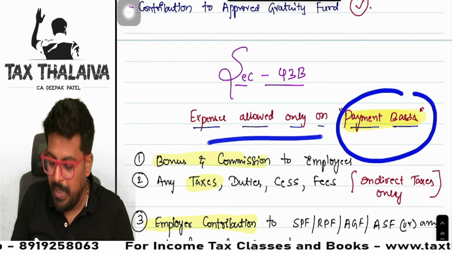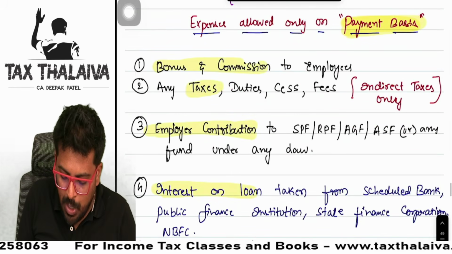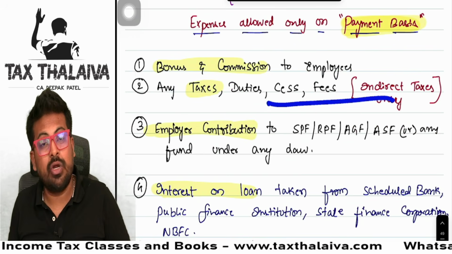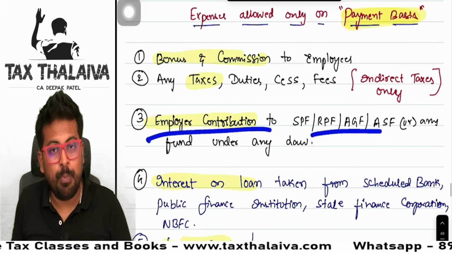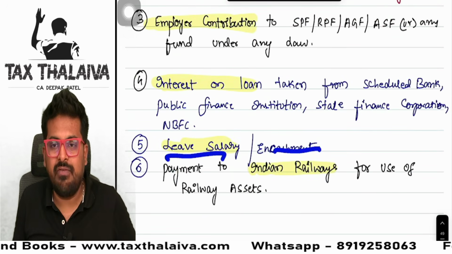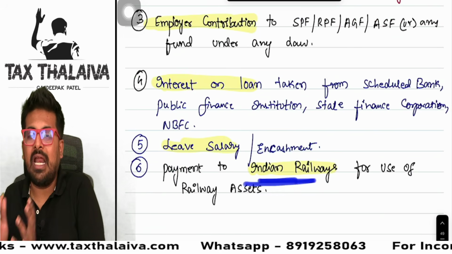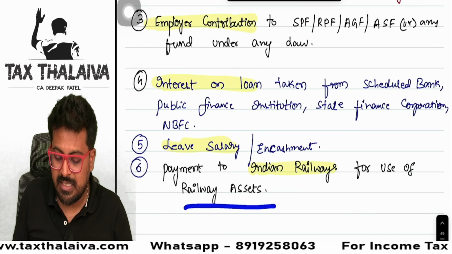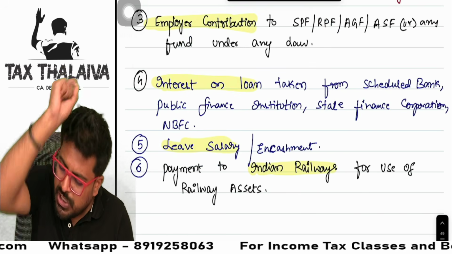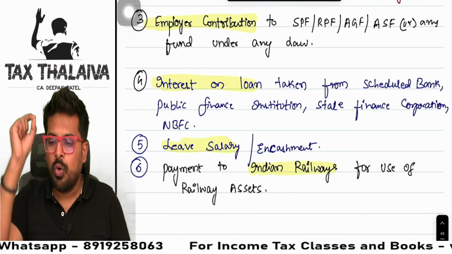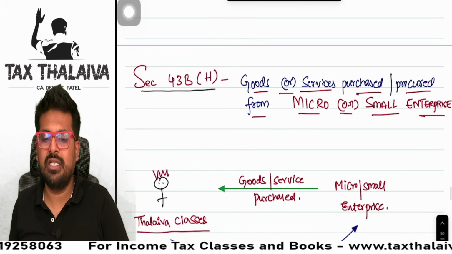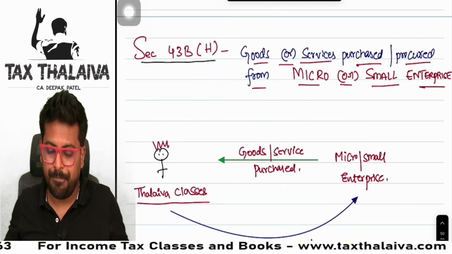Expenses allowed only on payment basis. The first one is bonus and commission to employees. We read already. Any taxes, we read this also, indirect taxes. Employer contribution to PF, we already read this, covered. Interest on loan also we covered. Leave salary, leave encashment, and any payment to Indian Railways for use of any railway assets. These are the expenditures for which you must make payment before filing the return of income. Only then are you eligible to claim the deduction under section 43B. Otherwise it will be disallowed.